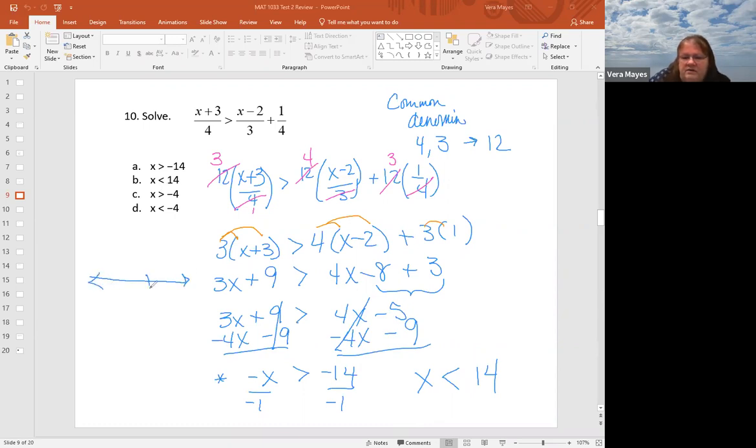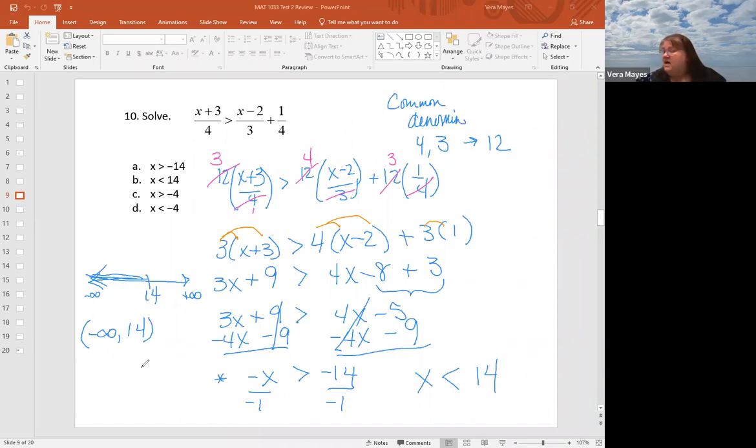But if they had asked for this in interval notation, let's look at that real quick. So 14 is our number, negative infinity, positive infinity. The inequality is pointing to the left, so I shade to the left. So if they had asked for this in interval notation, I would have gone from negative infinity up to 14. We know infinities always get parentheses. And there's no equal bar, so the 14 would have also gotten a parenthesis.